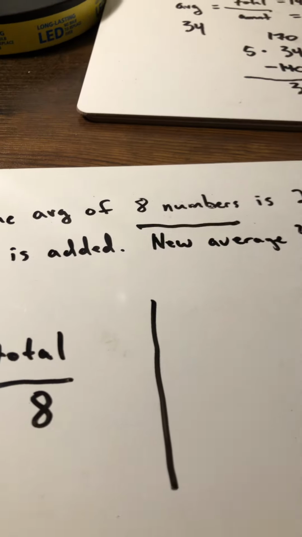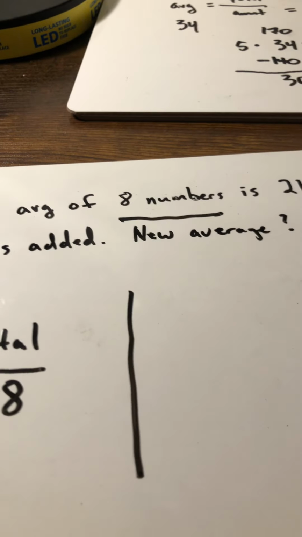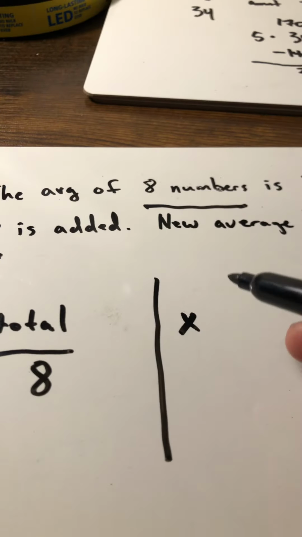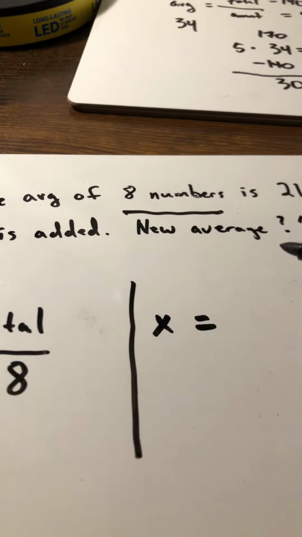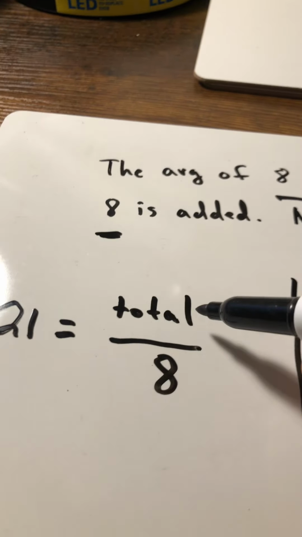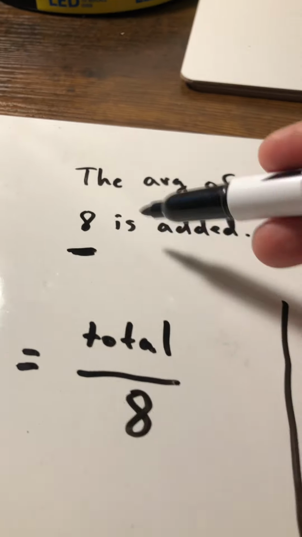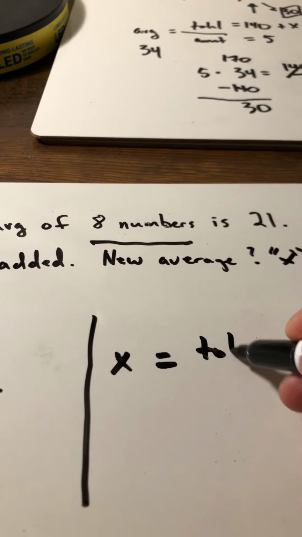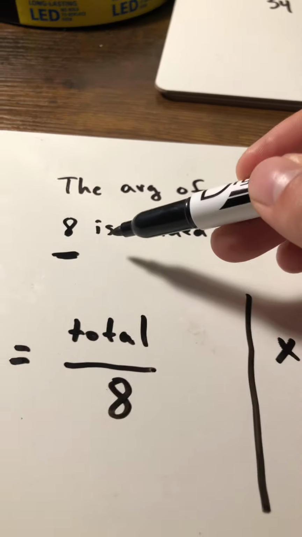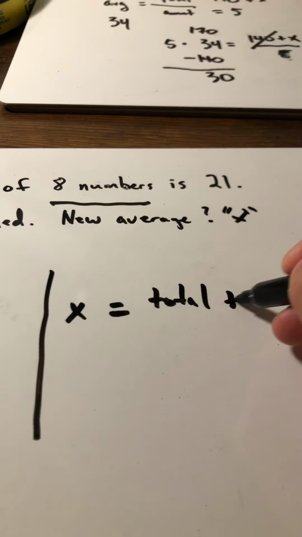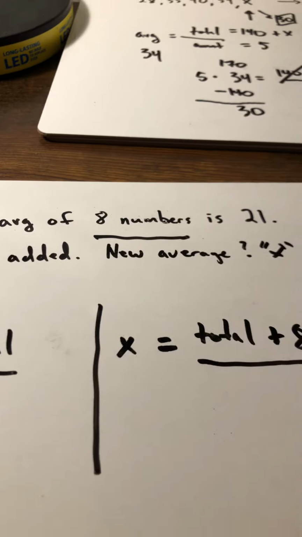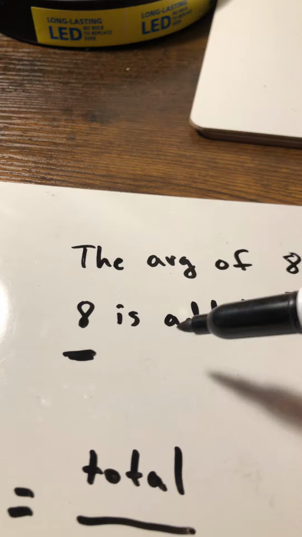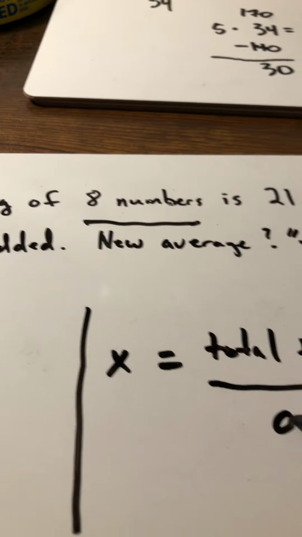Anytime you're looking for something, it's kind of convenient to call it x. So I'm going to call it x. Our new average, x, is what we're looking for, equals the same thing that what we had before, right? Plus 8 more. So the old total plus 8 more divided by the amount. Now the amount is going to be 8 with one more test. So that's going to be 9.